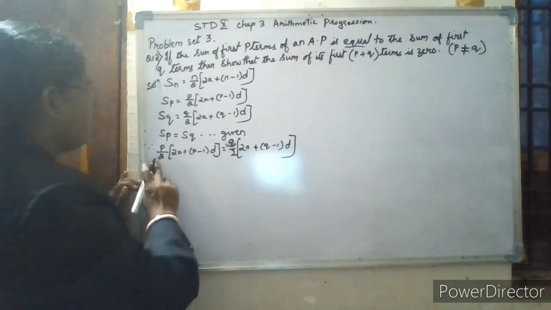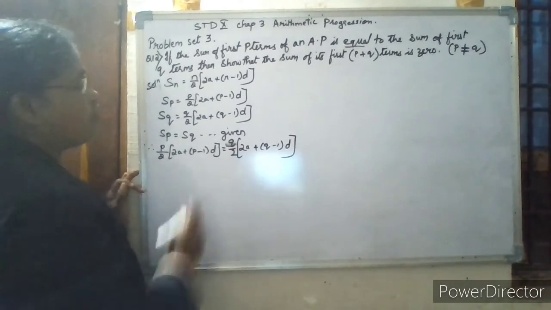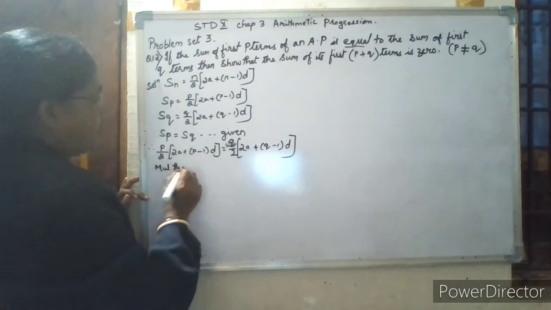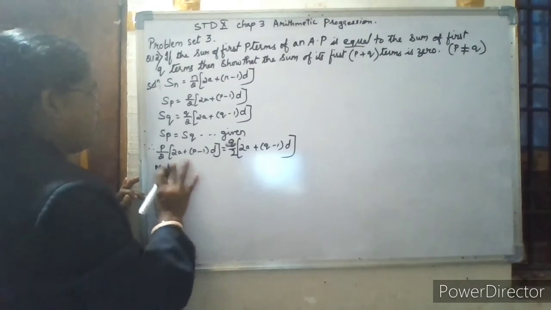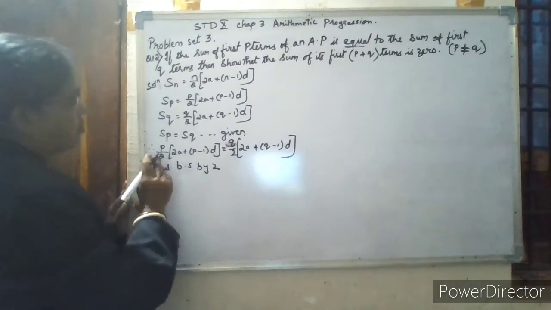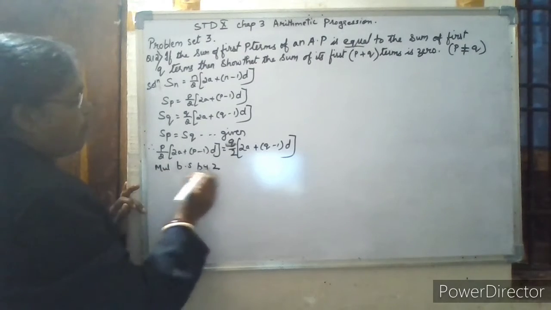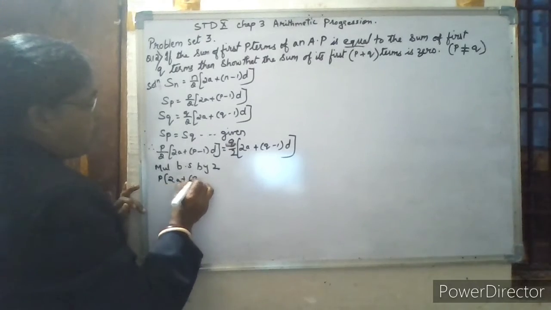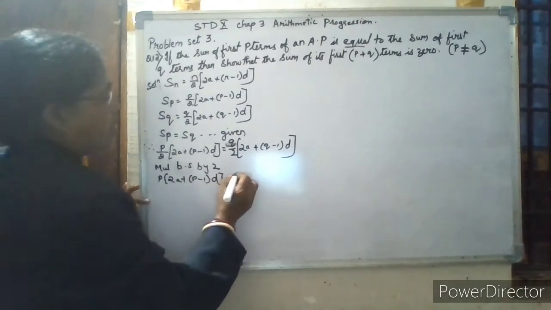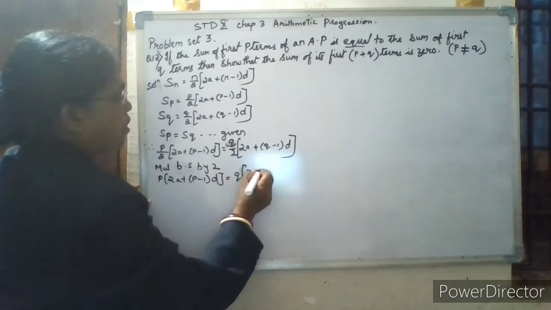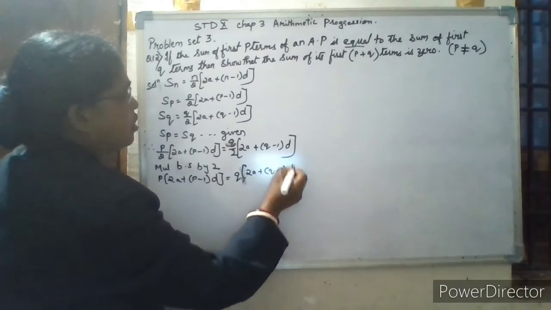Now on both the sides we have got the denominator as 2. So we will multiply both sides of the equation by 2, and we get rid of this 2. Therefore, after multiplying, we get it in this form: p into 2a plus p minus 1 into d is equal to q into 2a plus q minus 1 into d.